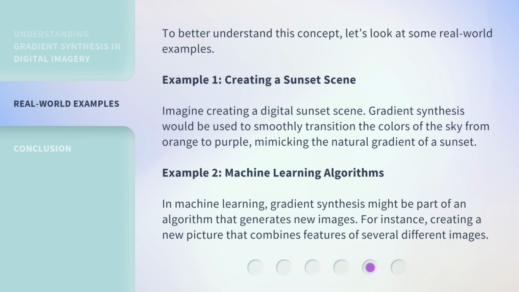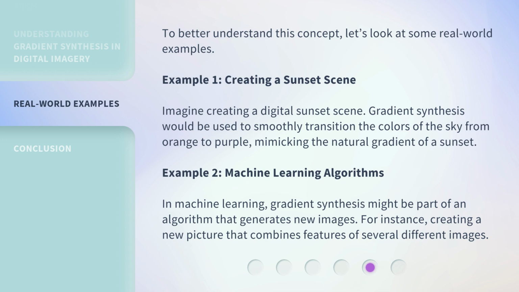To better understand this concept, let's look at some real-world examples. Example 1. Creating a sunset scene. Imagine creating a digital sunset scene. Gradient synthesis would be used to smoothly transition the colors of the sky from orange to purple, mimicking the natural gradient of a sunset.